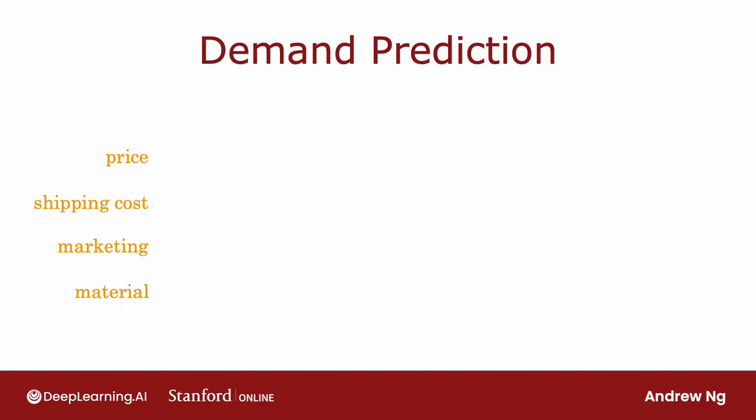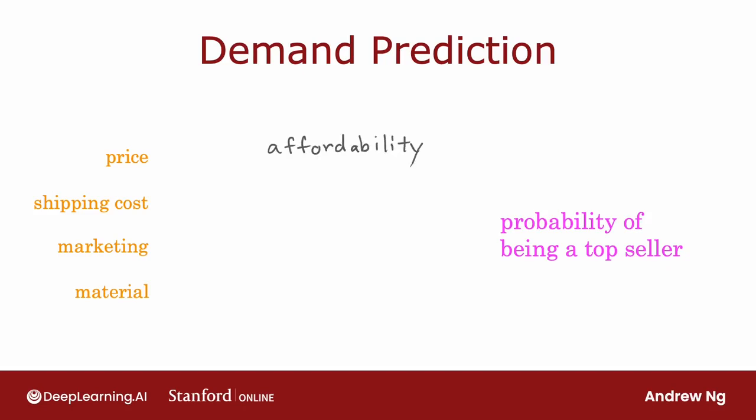Now, you might suspect that whether or not a t-shirt becomes a top seller actually depends on a few factors. First, what is the affordability of this t-shirt? Second is, what's the degree of awareness of this t-shirt that potential buyers have? And third is perceived quality. Do buyers or potential buyers think this is a high quality t-shirt?